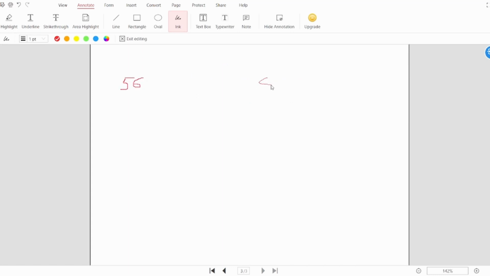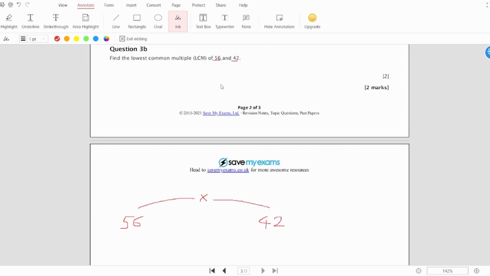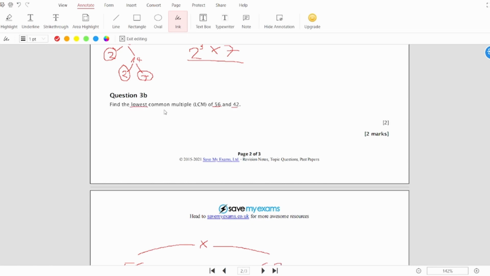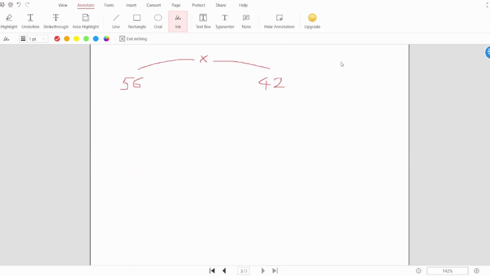56, 42. Now, what people usually do is they multiply these two numbers. That will always give you a common multiple, but it's not going to be the lowest like it's asking. We need the lowest. For example, let's say 6 and 10. If you multiply them together, you're going to get 60.